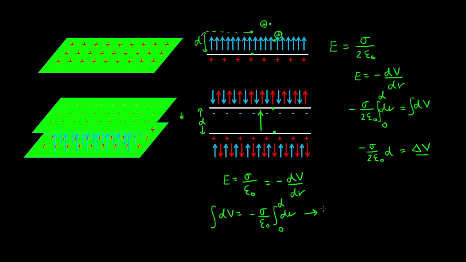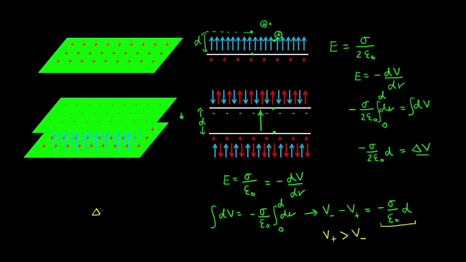So basically, we have the potential at the negative plate minus the potential at the positive plate is equal to minus sigma on epsilon naught d. So because we have a negative potential on the right here, therefore the electric potential at the positive plate is greater than the electric potential at the negative plate.